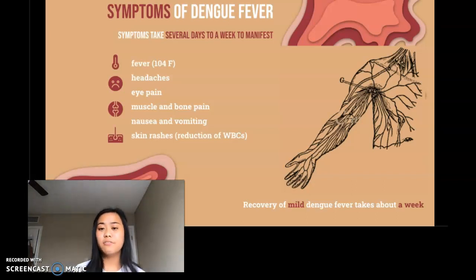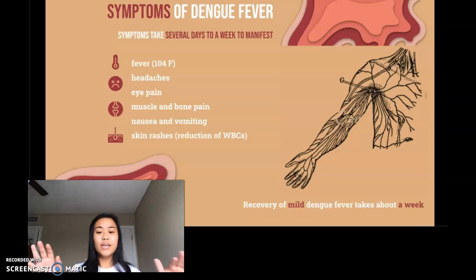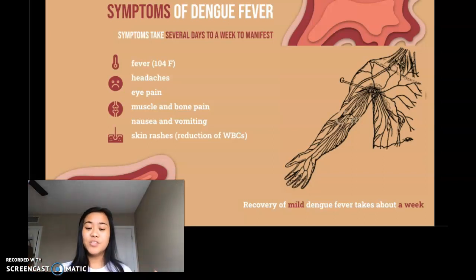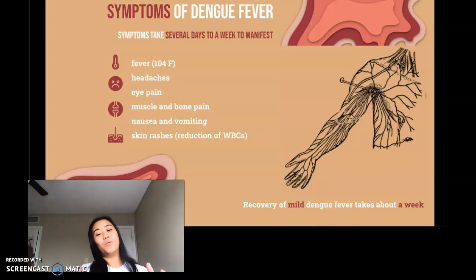If you have dengue fever, your symptoms will usually take several days to a week to manifest. And when you're on a tropical vacation, chilling outside, sipping some Mai Tais, you don't want to be spending a week bedridden because you have dengue fever. So it's important to practice some mosquito repellent use and whatnot.